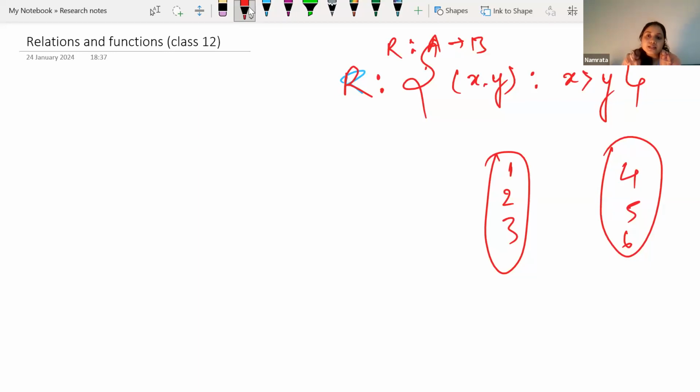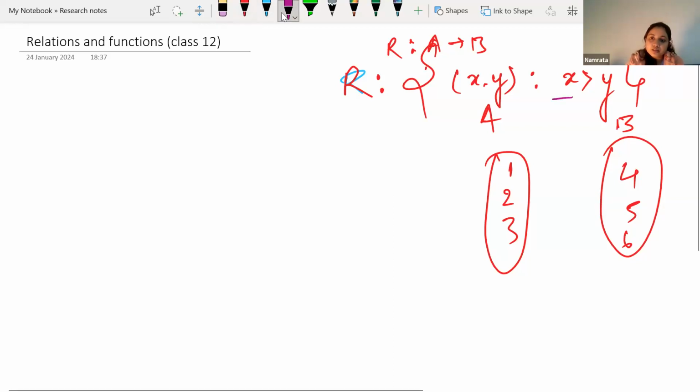Okay, here set A is there, we know the elements of set A, we know the elements of set B, and there is a condition defined over here, that the relation between set A and set B is that one of the elements of set A must be greater than the other element of set B. So this one is one of the examples of relation.